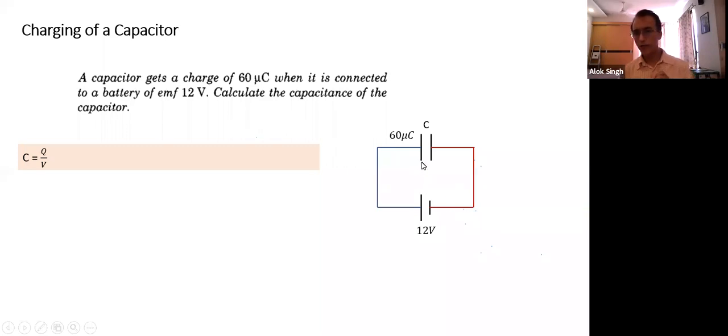What was the potential difference across the terminals of the capacitor at this stage when it is fully charged? This also has to be equal to 12 volts. Can we find the capacitance of this capacitor here? I'll use this equation, C is equal to Q by V. I have substituted Q and V. It is 5 microfarad.